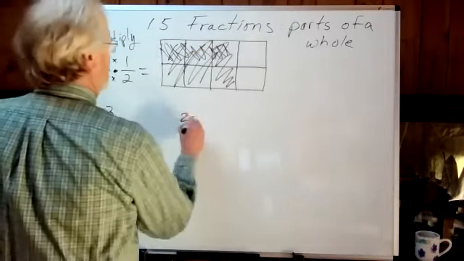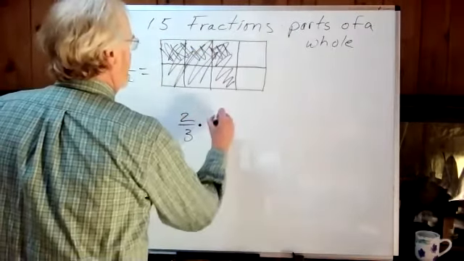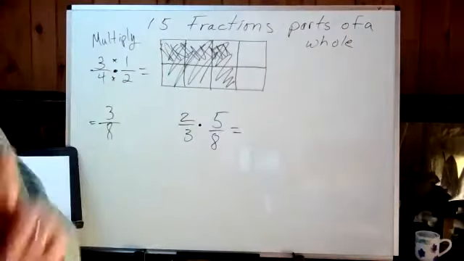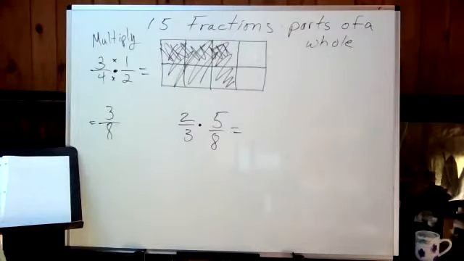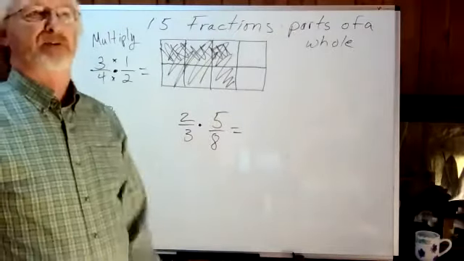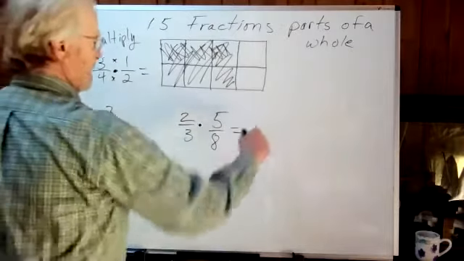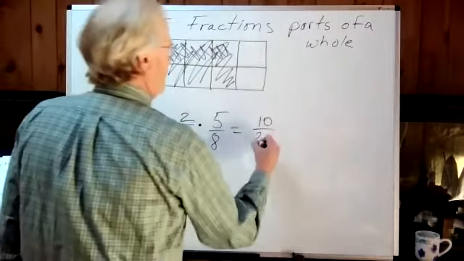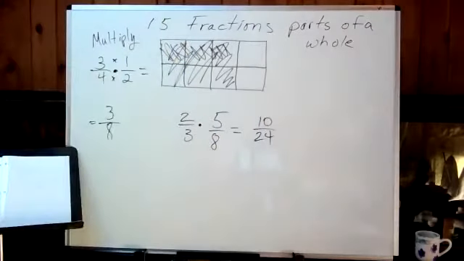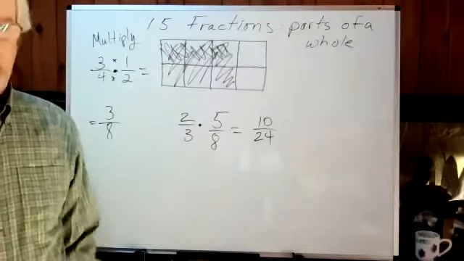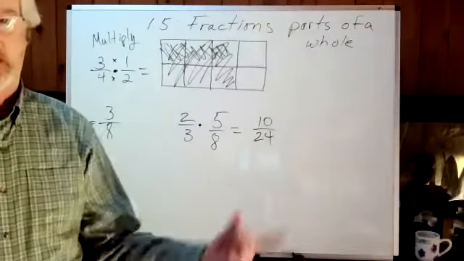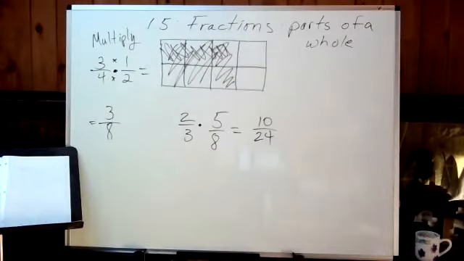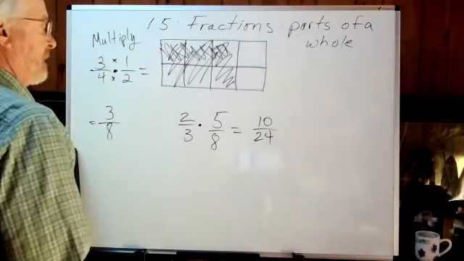So if I have 2/3 times 5/8, we'll talk about simplifying in a minute. I can come up with the product of those 2 fractions just by multiplying the tops together. 2 times 5 is 10. 3 times 8 is 24. There is the product of those 2 fractions. Yes, we're going to do more with that one in a minute. We have to simplify it, right? So this is the gist of multiplying.